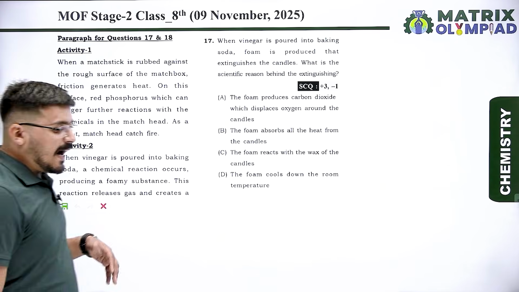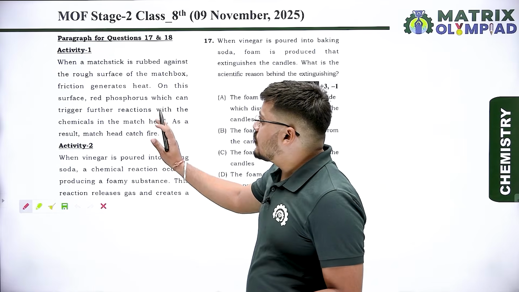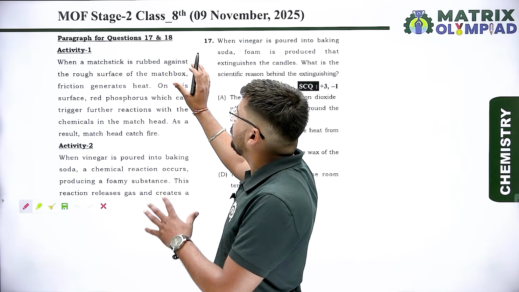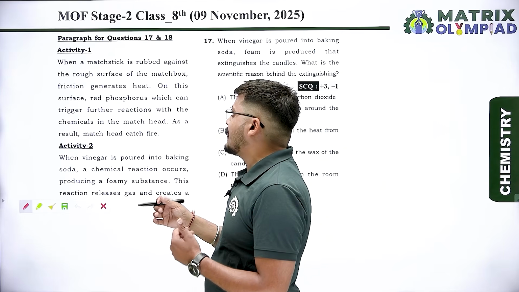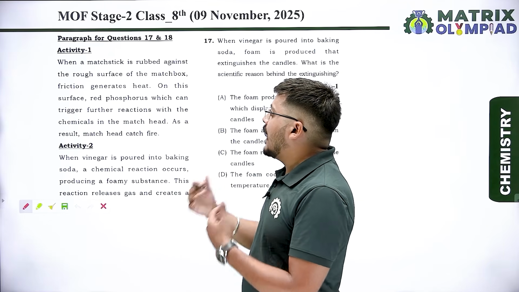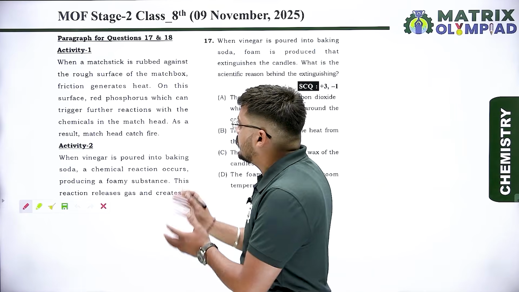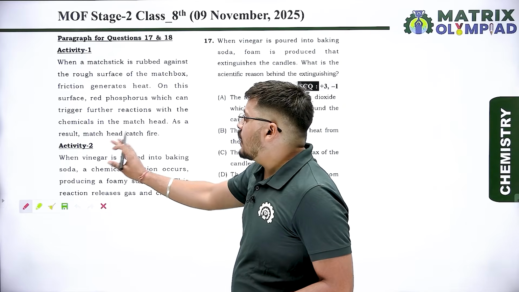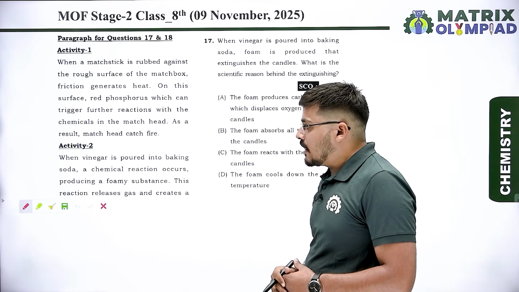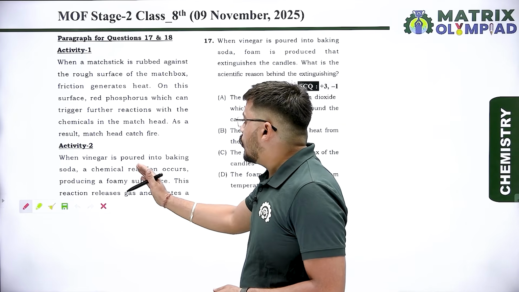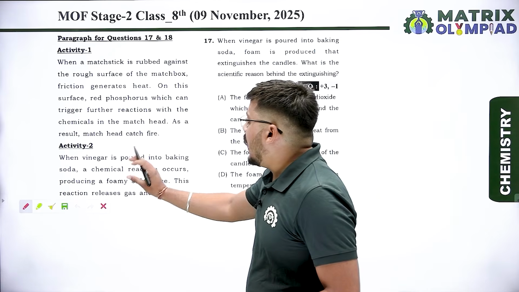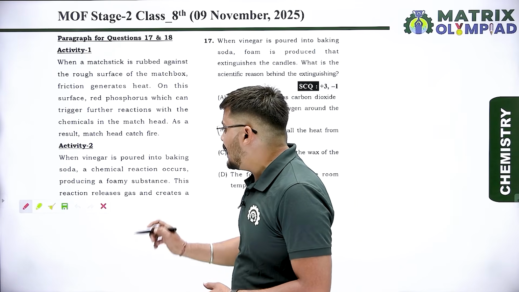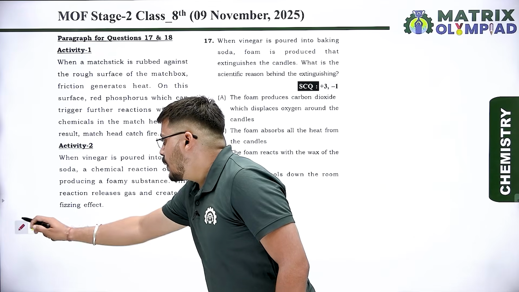So the next question is activity based. We can check this activity first. When a matchstick is rubbed against the rough surface of the matchbox, friction generates heat. On this surface, there is red phosphorus, which can trigger further reactions with the chemicals in the match head. As a result, the match head catches fire. Next, activity number 2. When vinegar is poured into baking soda, a chemical reaction occurs producing a foamy substance. This reaction releases a gas and creates a fizzing effect.